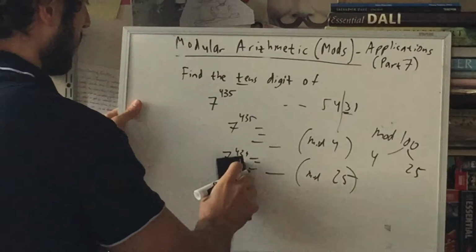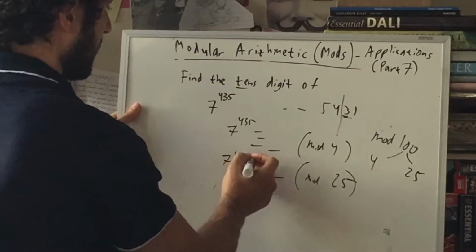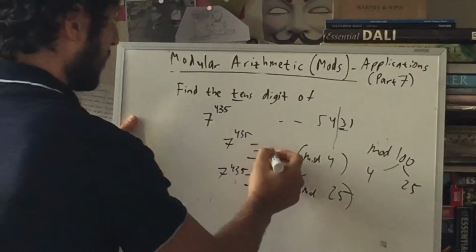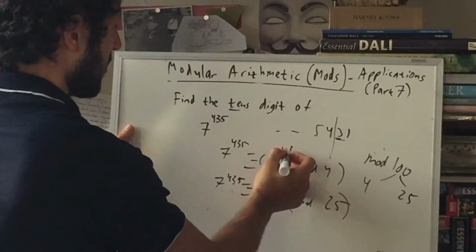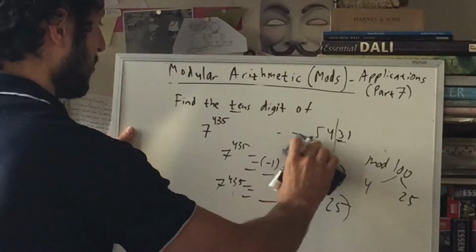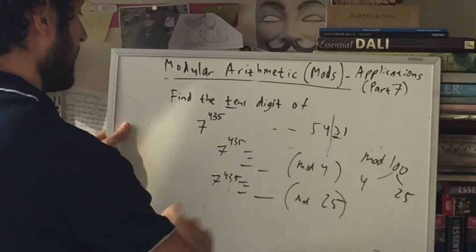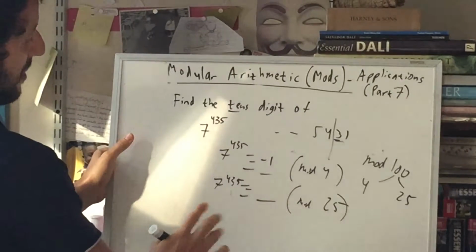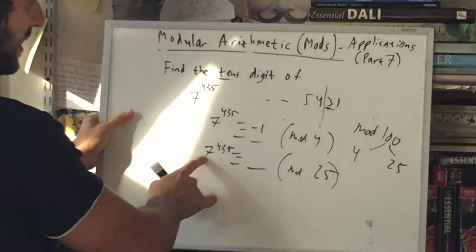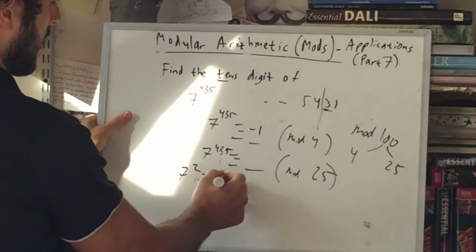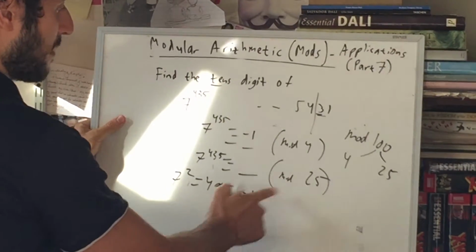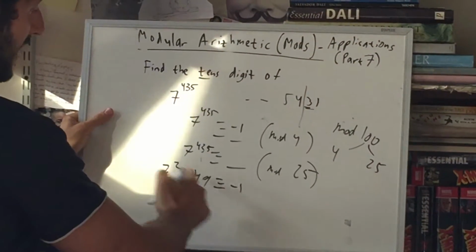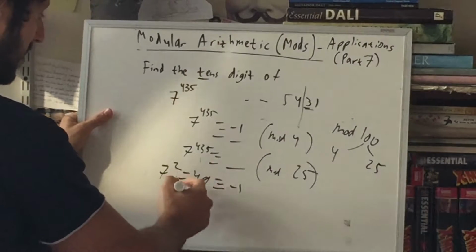All right, so what is 7 mod 4? It's actually -1 because it's 8 minus 1. So this is the same as -1 to this power, and -1 to an odd power is just -1. So this simplifies to just -1. Now 7 mod 25 is a little trickier, but if we square 7 we get 49, and 49 is congruent to -1 mod 25. So that means that every 2 sevens get us a -1.